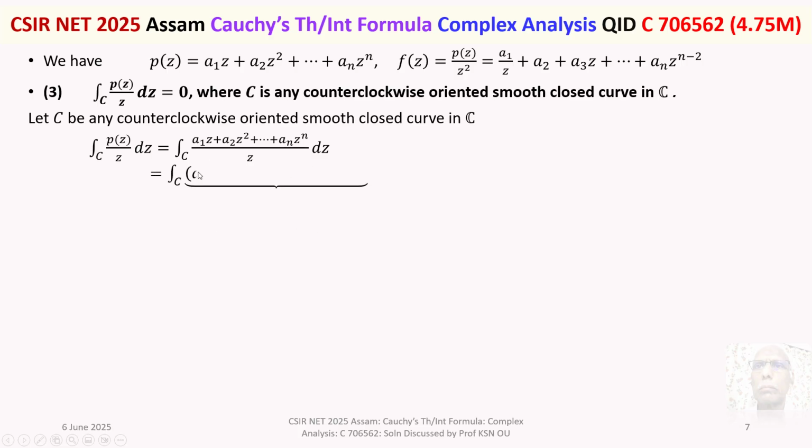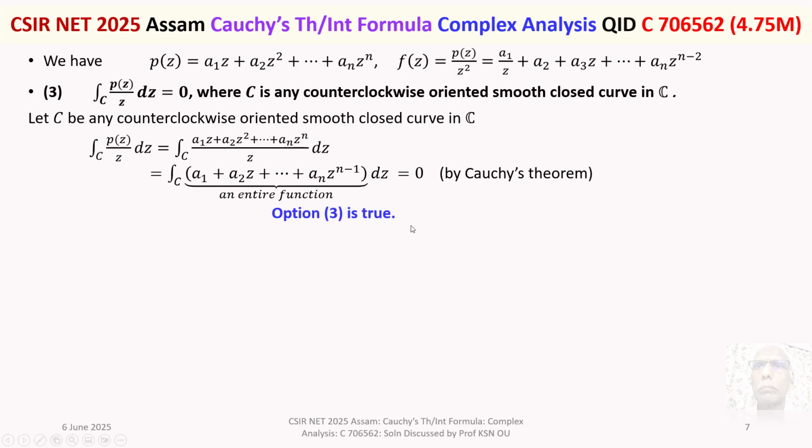And this will be the integral taken round C of a1 plus a2 z plus so on and so forth, an z to the power of n minus 1, with respect to z. It's a polynomial. Every polynomial is analytic everywhere, therefore it's an entire function. And C is any counterclockwise oriented smooth closed curve, any one. That is why it's an analytic function everywhere. And therefore, applying Cauchy's theorem, the integral taken round C will be 0. So option 3 is true.